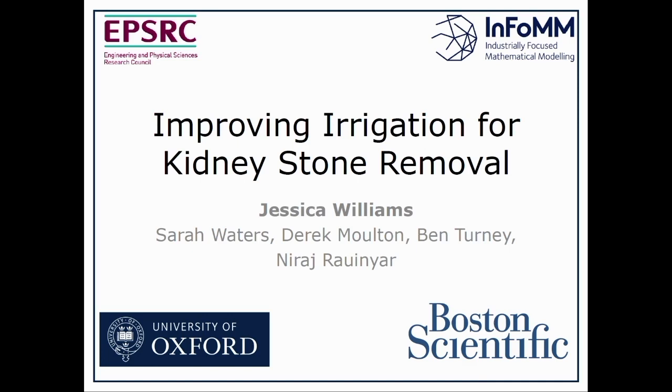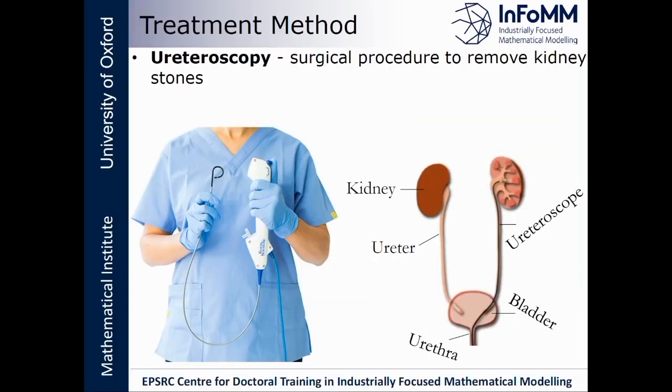In particular, Boston Scientific manufacture a medical device called the ureteroscope, that's involved in a surgical procedure called ureteroscopy that's used to remove kidney stones. So the ureteroscope is essentially a long, thin pipe that's inserted into the urethra of the patient. It goes through the bladder, up the ureter, and into the kidney.